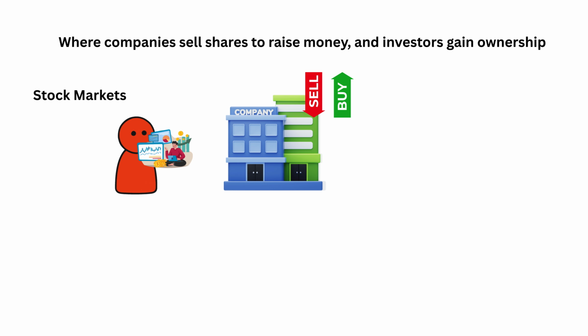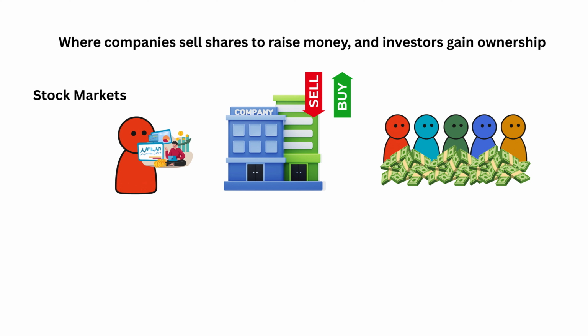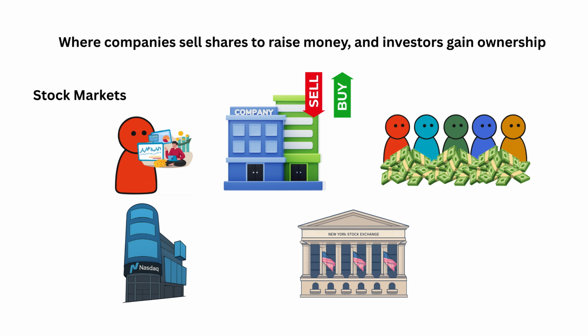In return, investors receive a stake in the company and have the potential to earn money as the company grows. Examples of major stock markets include the New York Stock Exchange, or NYSE, and the NASDAQ. Stock markets play a significant role in the economy by facilitating investment. They allow investors to buy and sell shares in companies, which helps companies raise money for expansion.